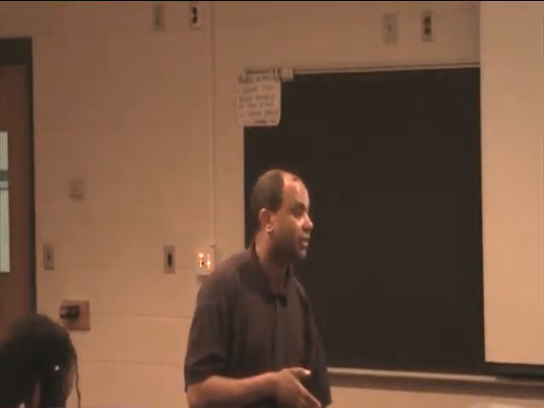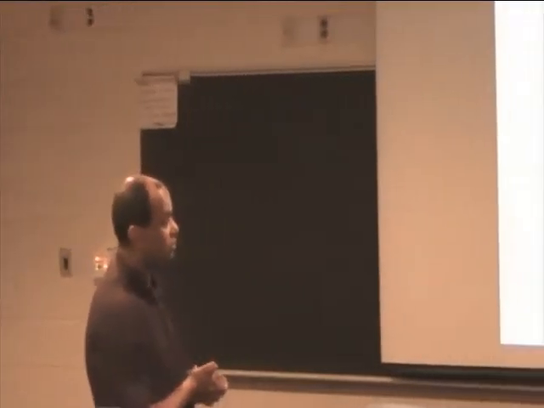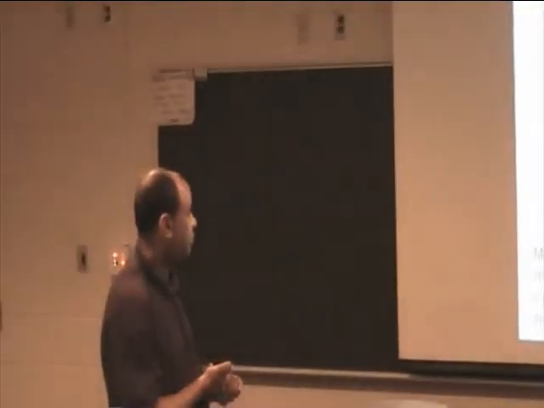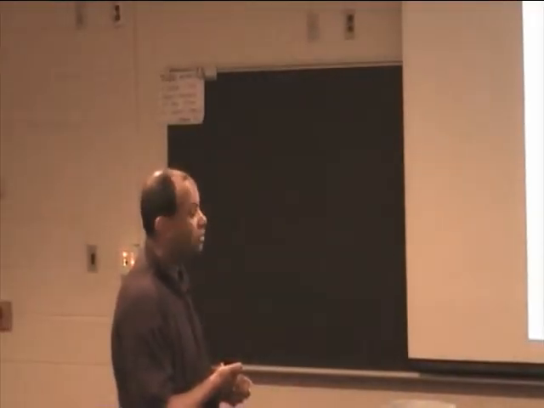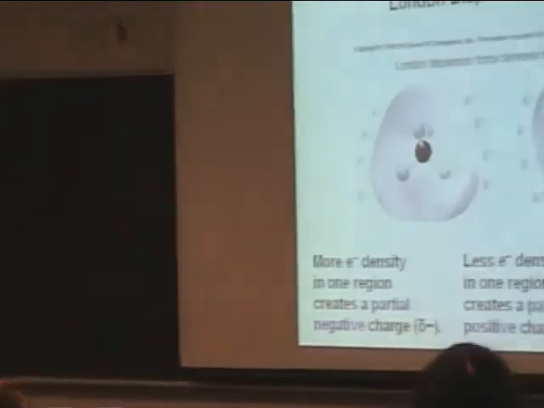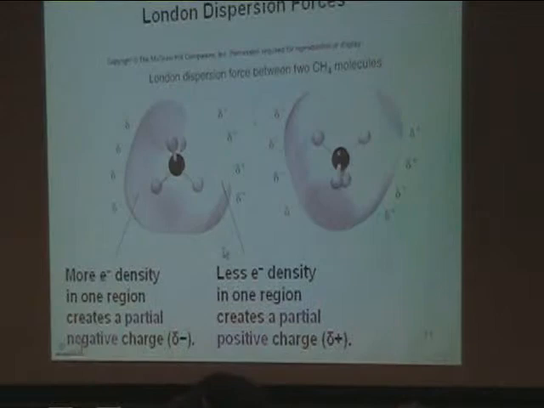Yes, I know you said electrons are not stationary. So in this diagram, we have the same amount of electrons on the left-hand side and the right-hand side. So one is one more than the other. No, if you look at it here, this is a partial positive charge here.